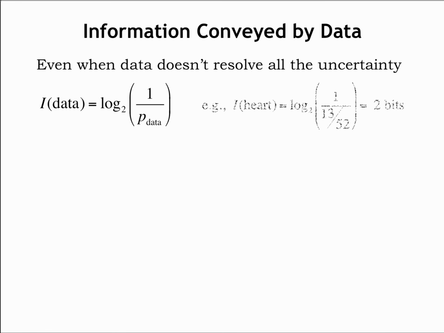In our example, the probability of learning that a card chosen randomly from a 52-card deck is a heart is 13 over 52, the number of hearts, over the total number of choices. So p sub data is 13 over 52, or 1/4, and the information content is computed as log base 2 of 1 over 1/4, which figures out to be 2 bits.